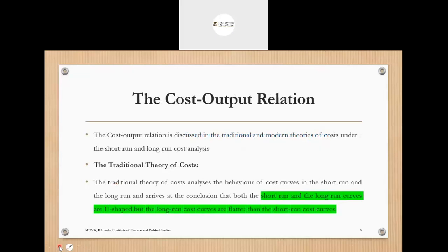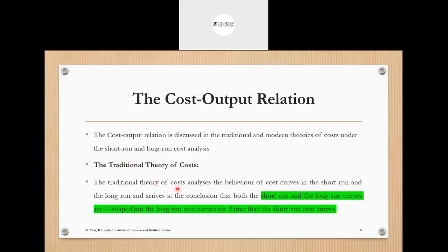We may want to discuss this cost-output relationship in both the traditional approach and the modern approach of short-run and long-run cost analysis. Remember, the short run is the period in which some of the costs are fixed. But in the long run, all costs are actually variable. We shall later explain the distinction between variable cost and fixed costs, which is very important. Let's start with the traditional theory of costs.